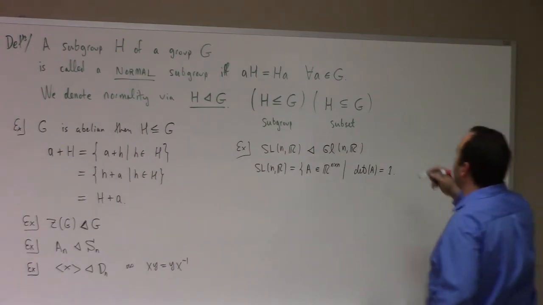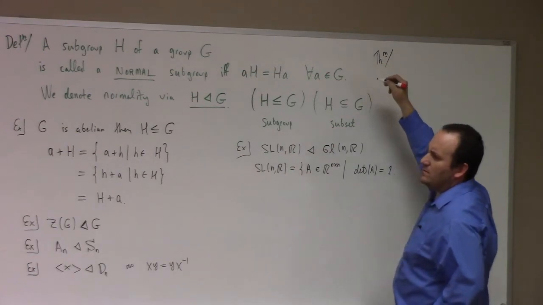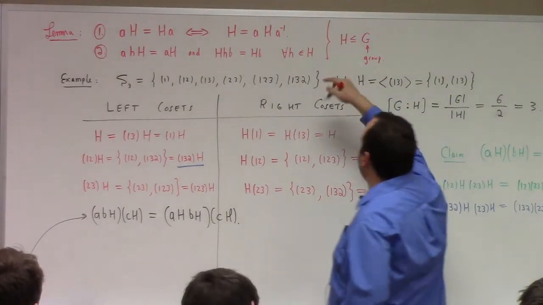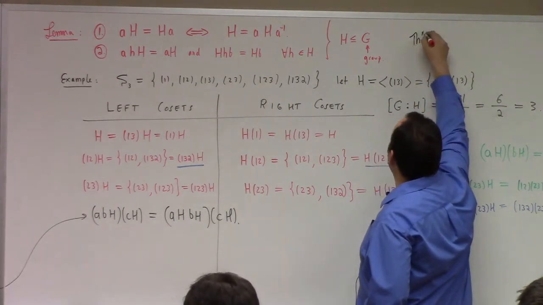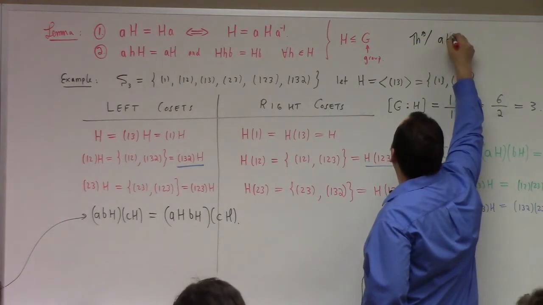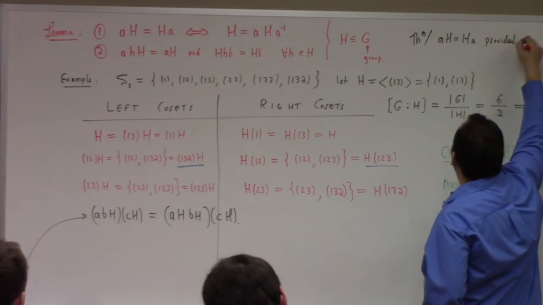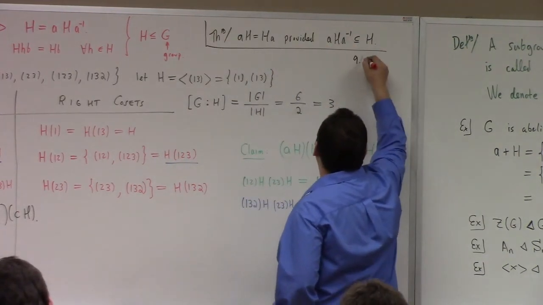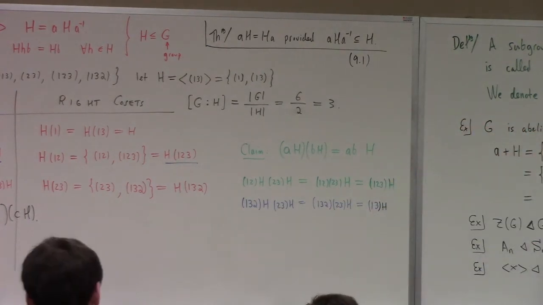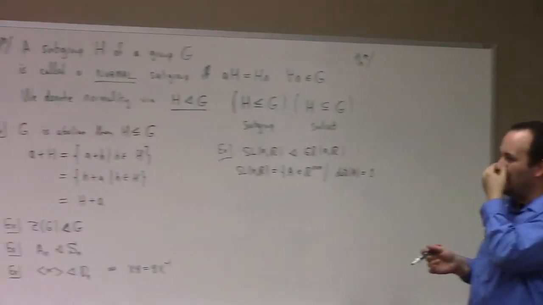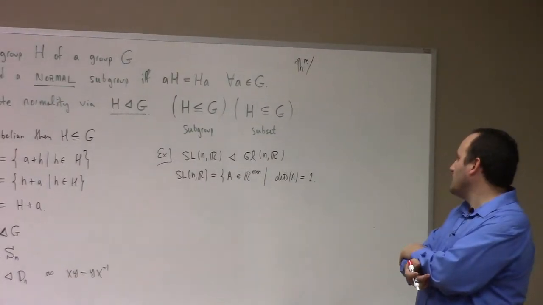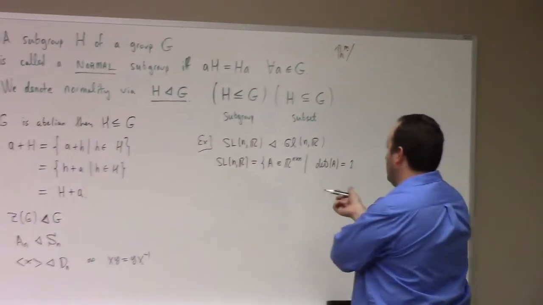Oh, there's a theorem I neglected to state. The theorem is a little bit sneakier. It says that AH is equal to HA provided that AHA inverse is a subset of H. That's a little bit nicer, this is theorem 9.1, because that just requires us to show the conjugate is a subset of the group, and I don't have to go the other direction. Although showing that H is a subset of A inverse HA might be kind of trivial anyway. Okay, so we're going to use that theorem here to check for normality.